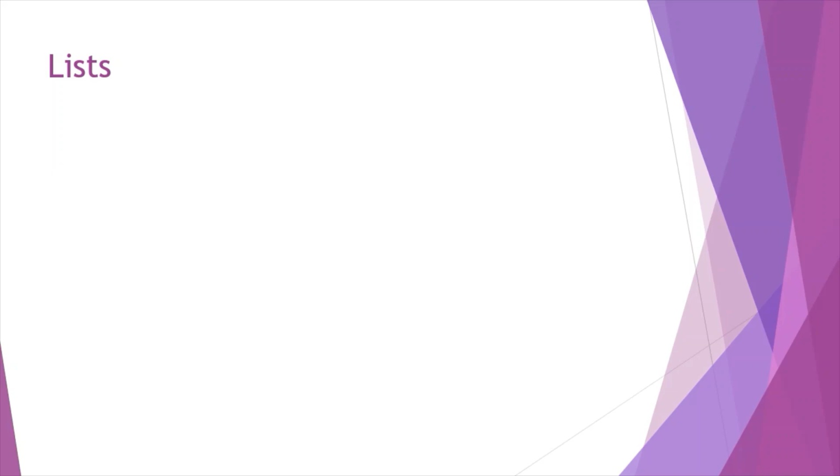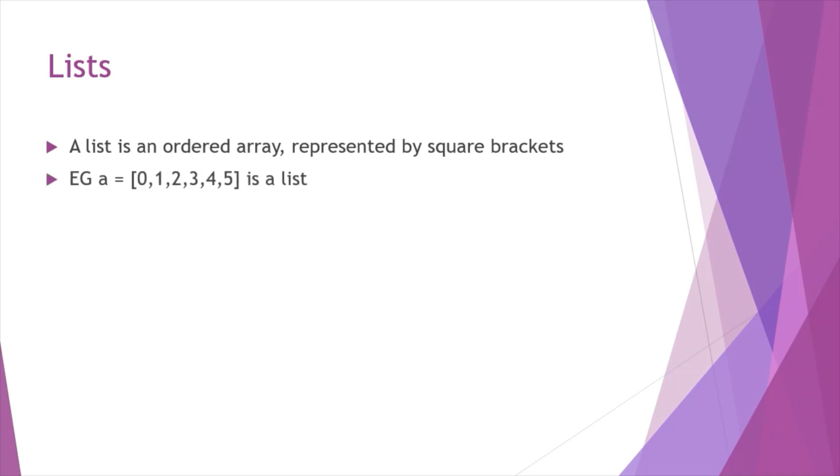So next thing we're going to go through is lists, and again at the end we'll go through all this in the actual VS Code, no problem. A list is an ordered array represented by square brackets. So for example, this is a list right here, starting at 0 and going to 5. So there's actually 6 different items.